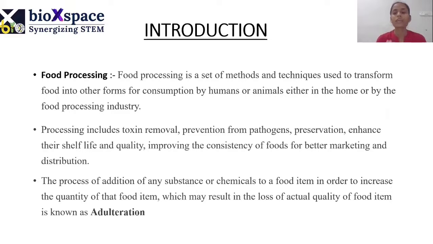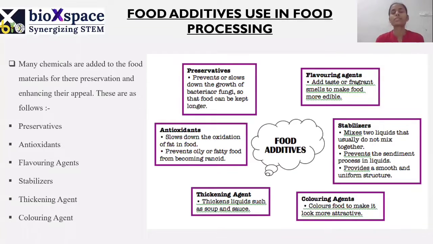The process of addition of any substance or molecule to the food which increases the quantity of that food item, or which may lead to the loss of actual quality of the food item, is known as adulteration. So when we talk about food adulteration, it means food additives. They can be of different types like preservatives, flavoring agents, antioxidants, stabilizers, thickening agents, and coloring agents.